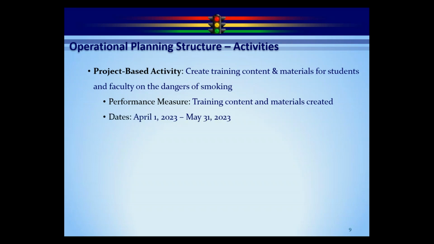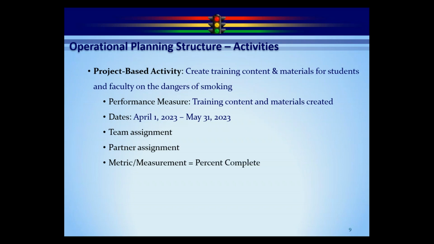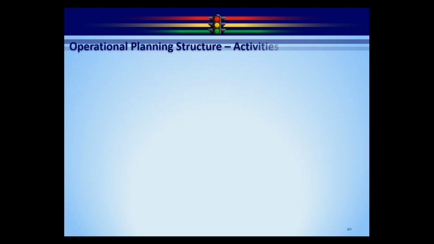We've got a date range in there, and over time, these dates can vary. It depends on the real world going on here. If COVID happens and you don't have resources to do this program until after COVID, then you put it on hold, move the dates around. Team assignments, we're going to assign team members and team leads and external partners. The metric in this case is percent complete. So how far along are we? We'll talk about different options in percent complete when we go through it. So that was the project-based activity.